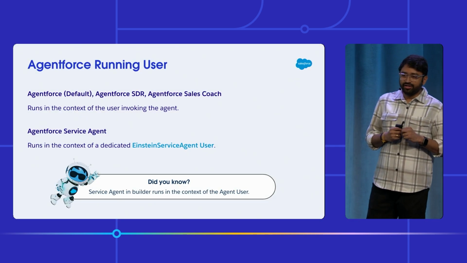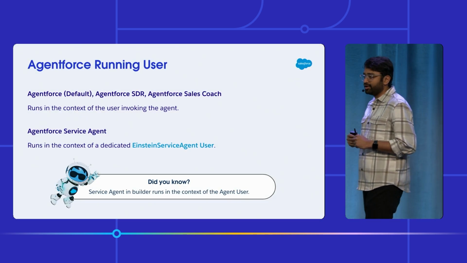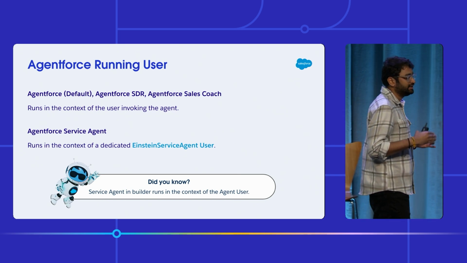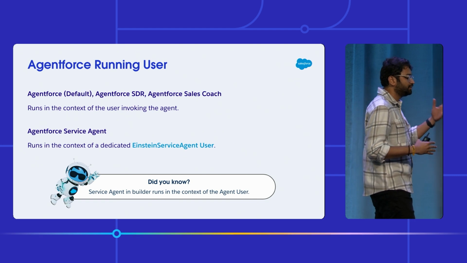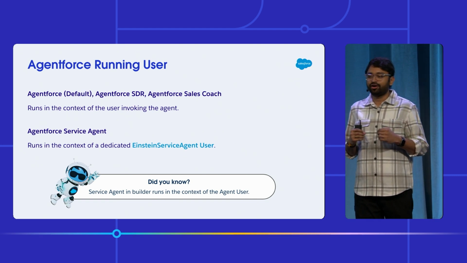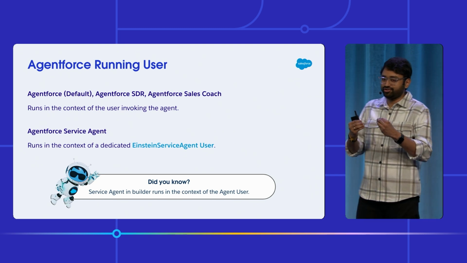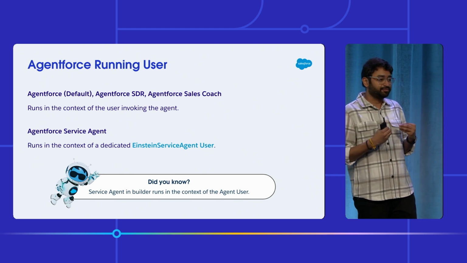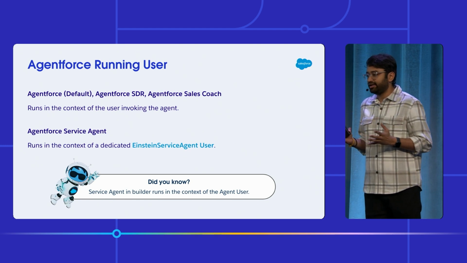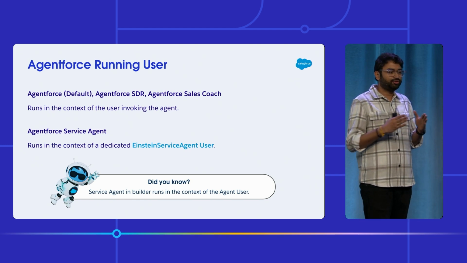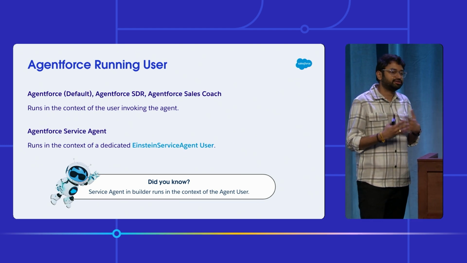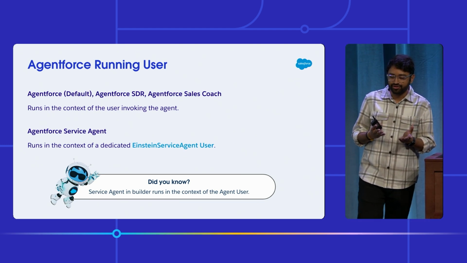there are two kinds of running users depending on the type of agent that you're working with. Let's say you're working with an internal agent, that is Agentforce Default, SDR, Sales Coach, Agentforce for Setup that's coming out now. All of those run in the context of the user that is invoking the agent. That is, whoever is a logged in user that is invoking the agent, Agentforce is going to run in that user's context. So which is similar to everything in Salesforce. Let's say you're accessing a page, a record. It's all in the context of the user accessing that particular feature.